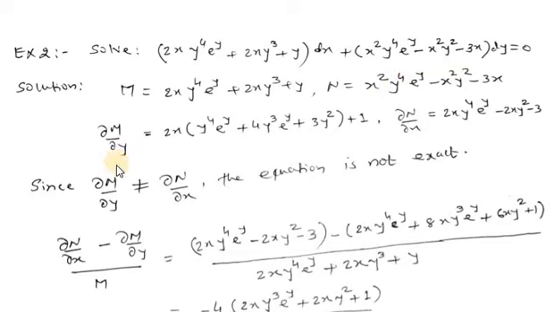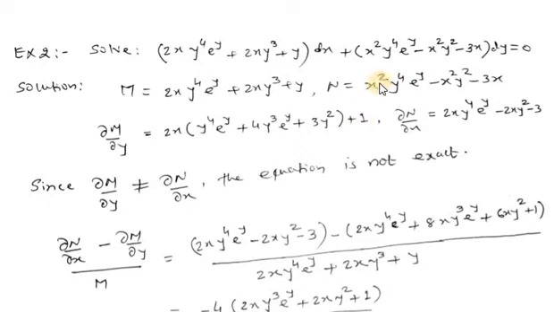Now we will find del m by del y. Del m by del y means the partial derivative of m with respect to y. So we keep 2x constant, and then we apply the product rule on the function y raised to 4 e raised to y. So y raised to 4 as it is, and the derivative of e raised to y is e raised to y, plus e raised to y as it is, and the derivative of y raised to 4 is 4y cube, and then after that the derivative of y cube is 3y square, plus the derivative of y is 1.